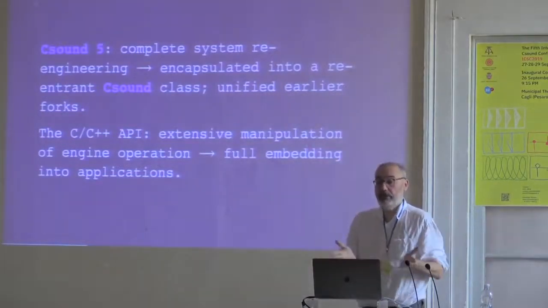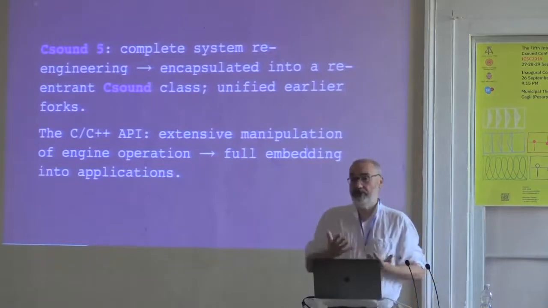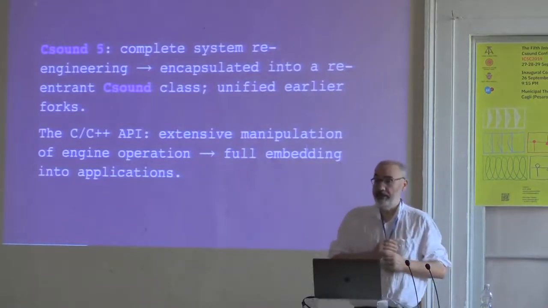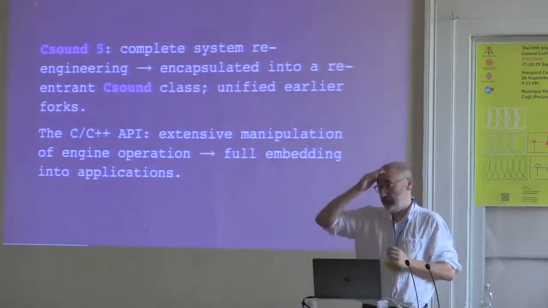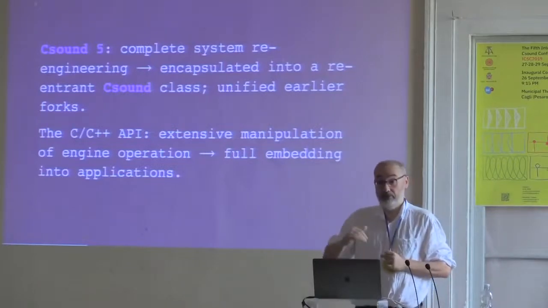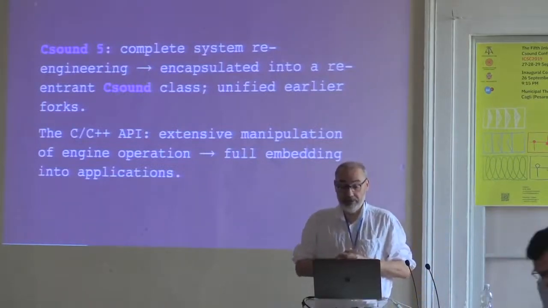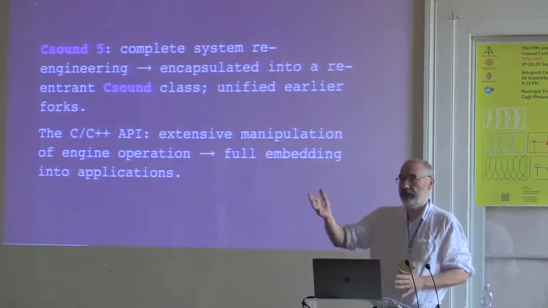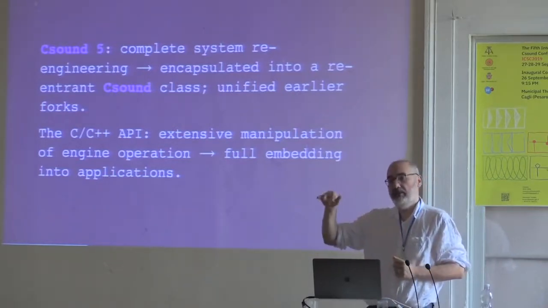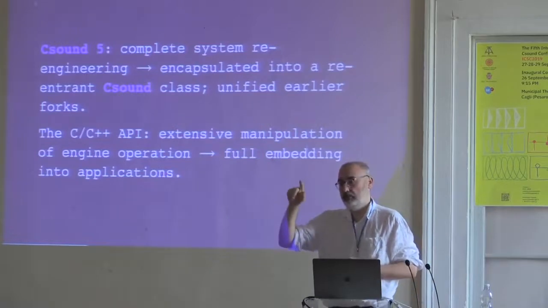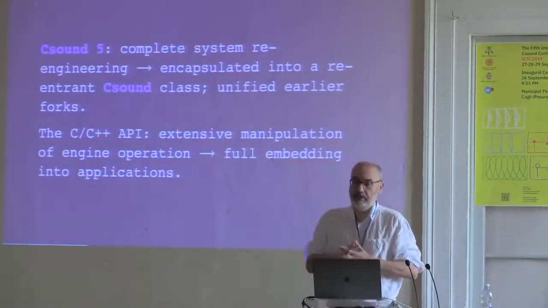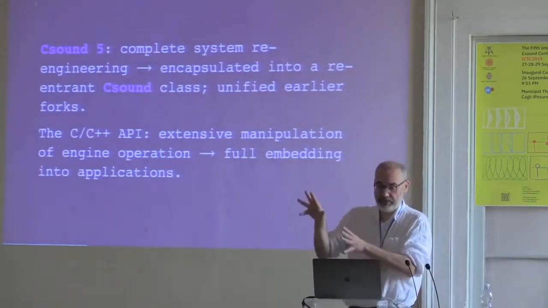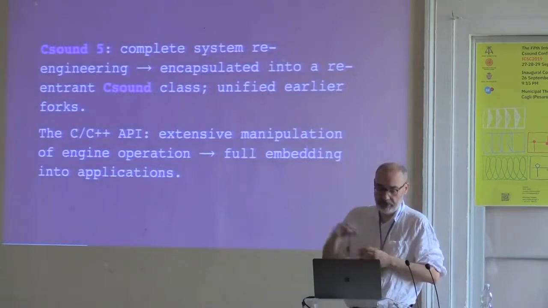So there was a lot of unification of earlier forks. Things were brought in. For instance, a lot of the things from Direct Csound came into Csound 5. Most of the things from Matt Ingalls also came in, like the invalue opcodes, and his channel system, the bus channel system, came in too.